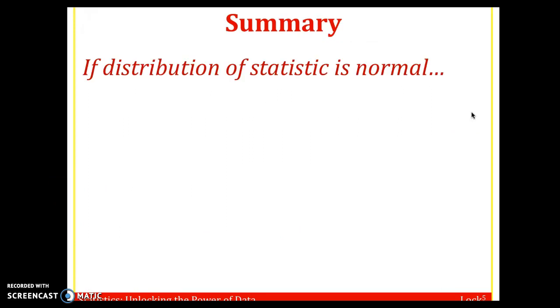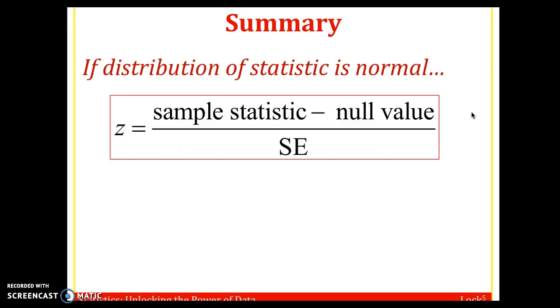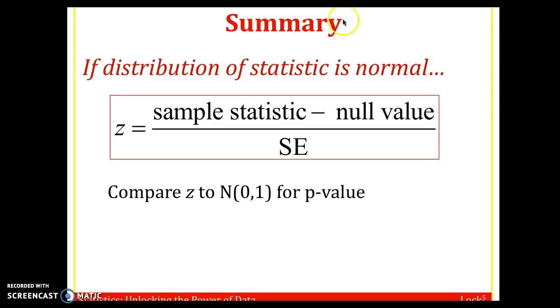All right, as a summary, if your distribution of statistics is normal, we've got that z-score, sample stat minus null value divided by standard error. We're going to compare that z to the normal distribution at 0, 1 to compute p-value. Okay, and in the next video, I actually want to spend a little bit of time. I'm going to go outside the standard class slides, and I want to go into this z value some more, because I think a lot of students get confused on this. But that'll be in the next video.